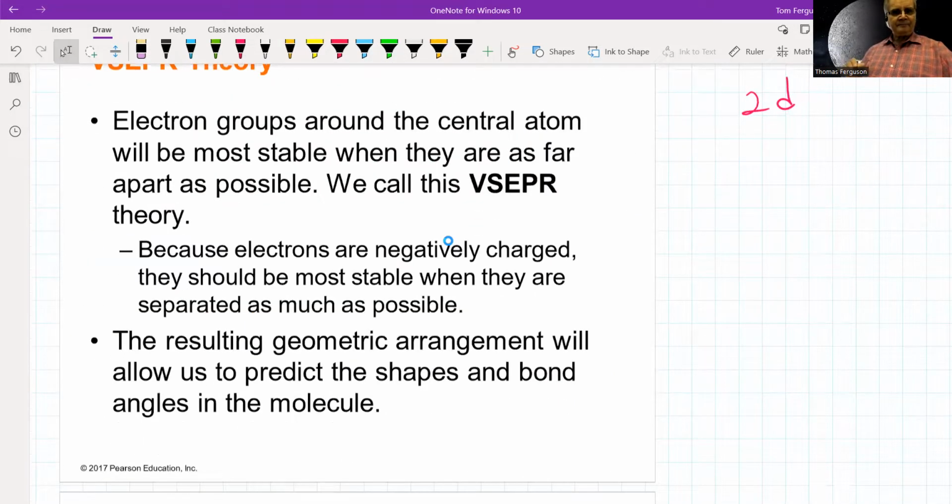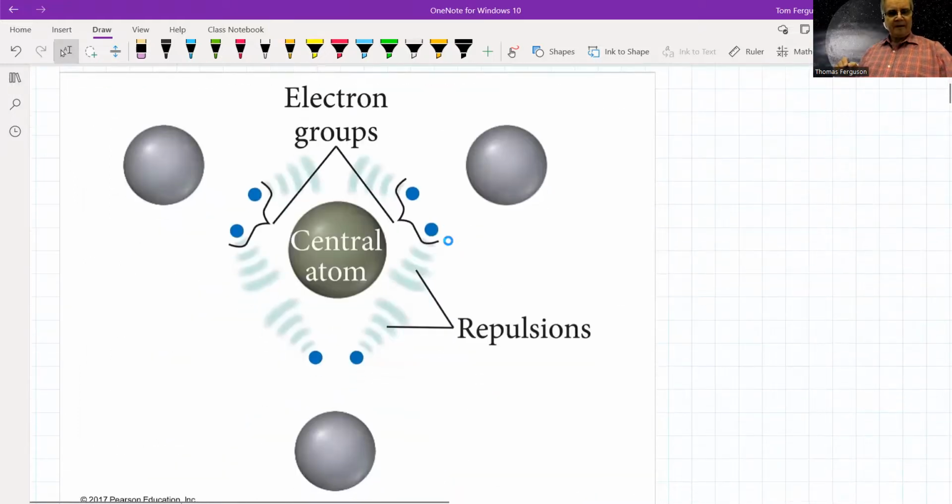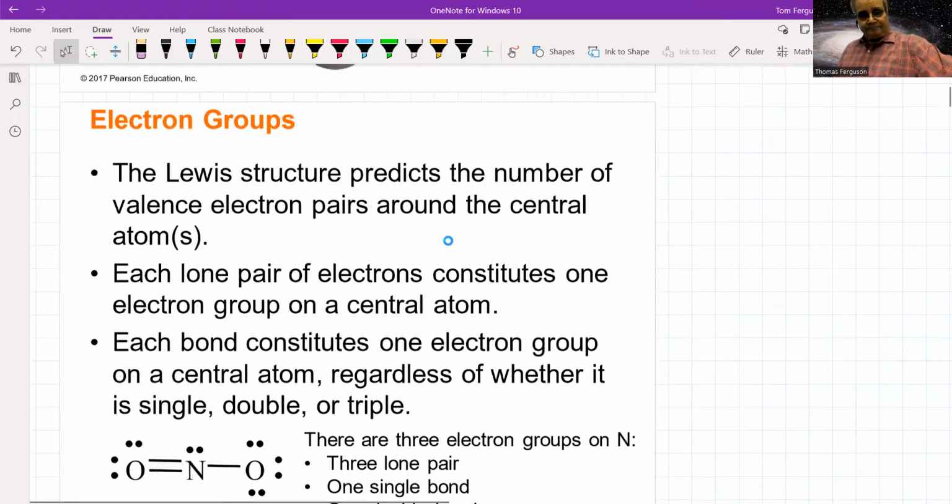Okay. All right. Much of the VSEPR analysis is done on a central atom. A central atom is where all the analysis is done. So the question is, what's a central atom?